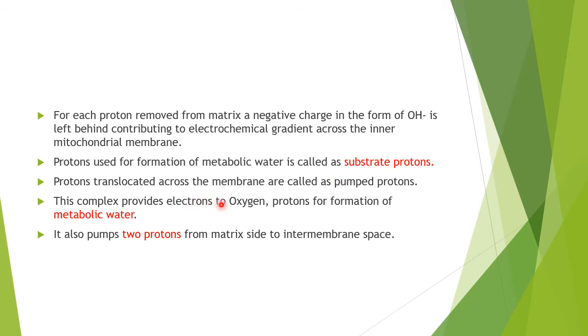This complex provides electrons to oxygen, which is the ultimate electron acceptor, and protons for formation of metabolic water. It also pumps 2 protons from the matrix side to the intermembrane space. So the complex fourth has an important role. It is responsible for the production of metabolic water, as well as the translocation of protons from the matrix side to the C side.